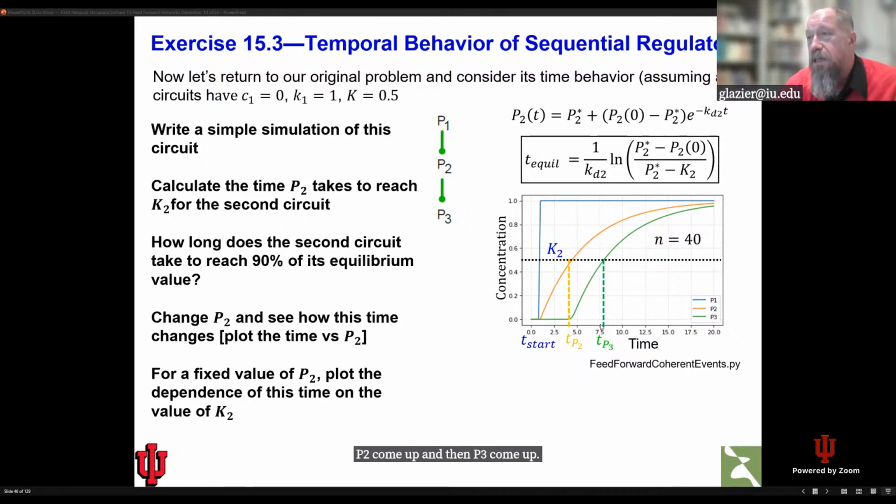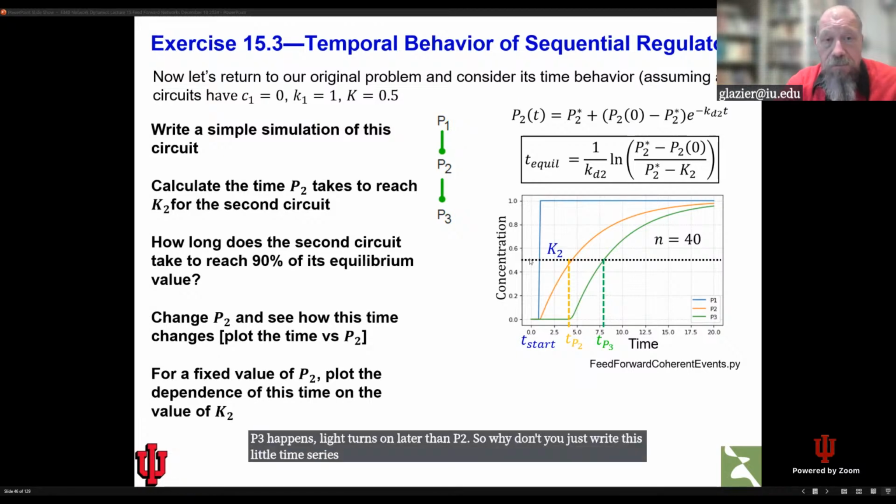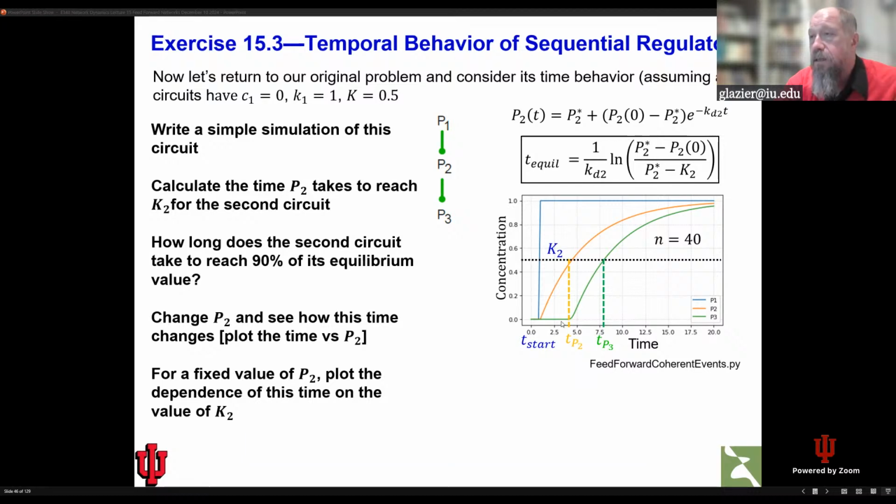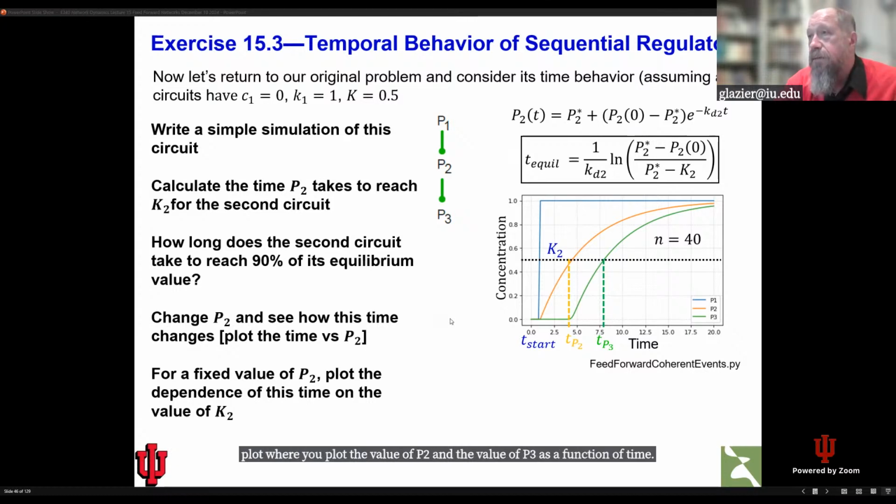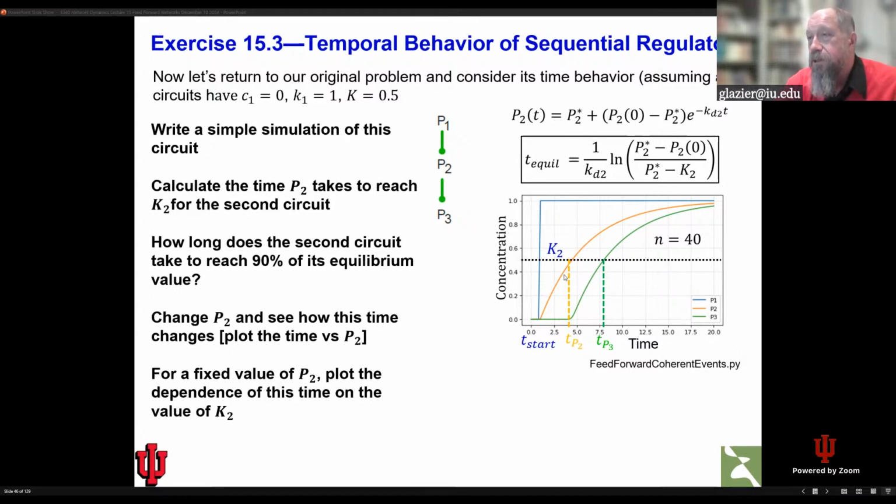Now what you should see is that P2 turns on first, and then P3 turns on later. And so there's a delay. P3 happens late, turns on later than P2. So why don't you just write this little time series plot where you plot the value of P2 and the value of P3 as a function of time, and see what the temporal relationship between P2 and P3 is.